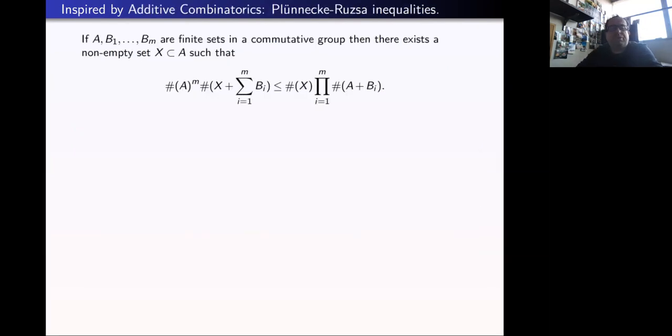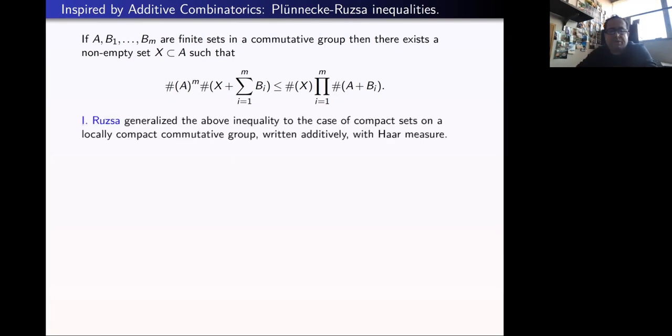This Plünnecke-Ruzsa inequality would tell you that if you have a set A, which is a very special set for me, and B1, ..., Bm are some finite sets in a commutative group, so you may just imagine Z or Z^d, then there exists a non-empty set X inside A, not equal to A. I would love it to be equal to A, then it would be done, but it's inside A, such that you have this inequality. This is an extremely useful, extremely popular, extremely classical inequality in the theory of counting the number of elements in sums, a quite non-trivial subject.